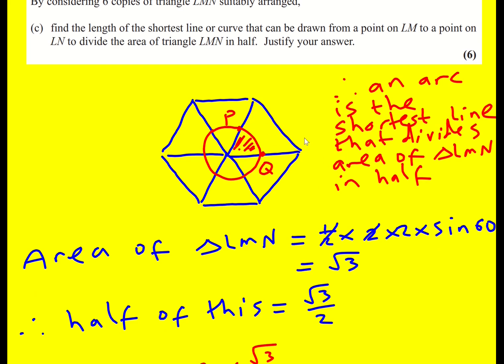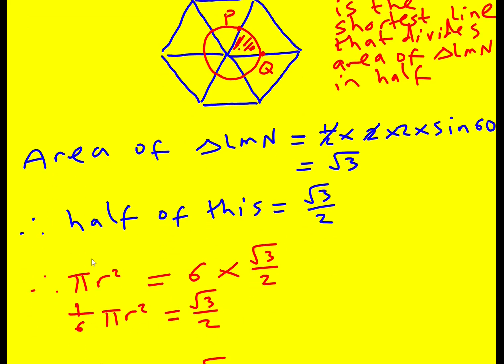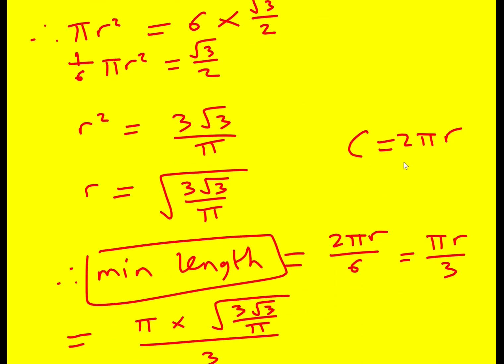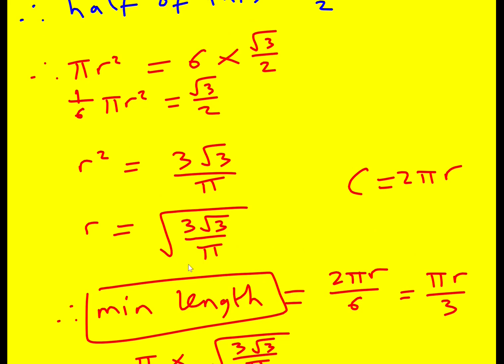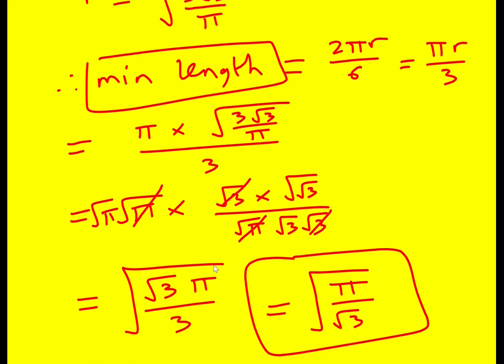So I've then used the area of the triangle, divided it by 2 to give me the area that I actually want. We've enclosed the circle, so this red area is what we want to find, and that's what we want to set equal to that half of the triangle area, which is what we did here basically. Either 6 of the triangles is equal to pi r squared, or 1/6. So this sector area is equal to root 3 over 2. Solve to get r squared, and hence r, and hence find out this arc length, which is the minimum length that you can possibly get to split the triangle into 2.